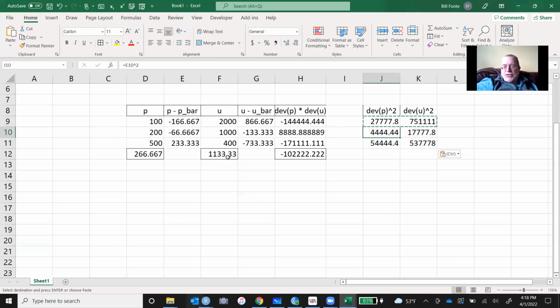And if we take these numbers and divide by 3, sum them up, divide by 3, we have the variances. But again, dimensions matter. A variance is price squared. That's the dimension of the variance. And units, variance of the units is also, in this case, square units.